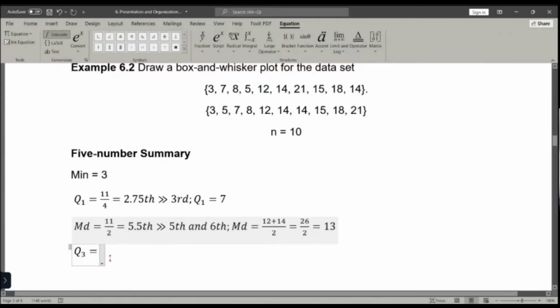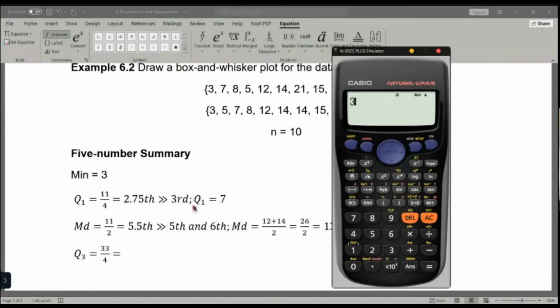Third quartile, that is 3 times n plus 1 all over 4. So that is 33 over 4. What is 33 over 4? 8.25, sir. 8.25.